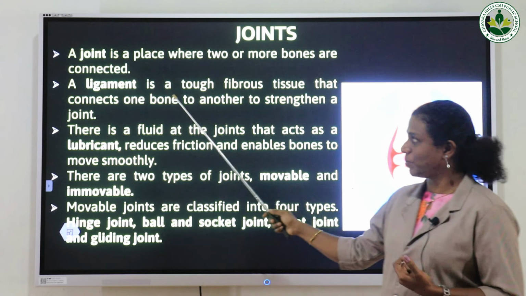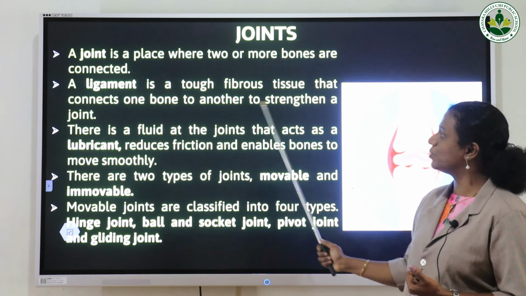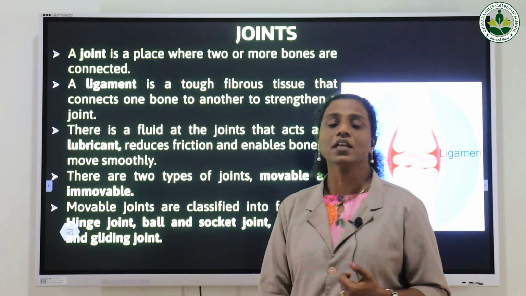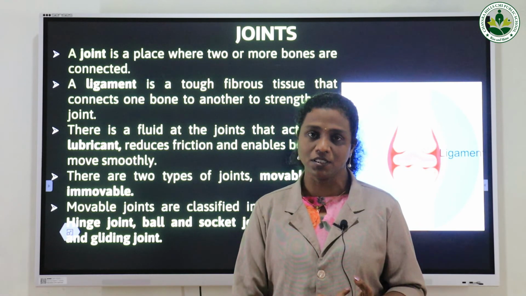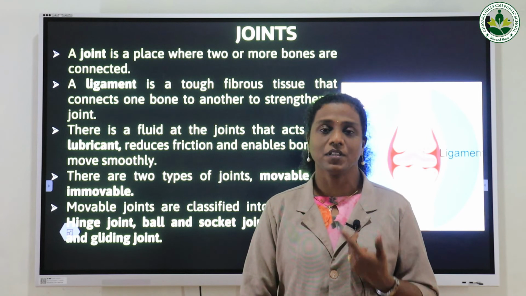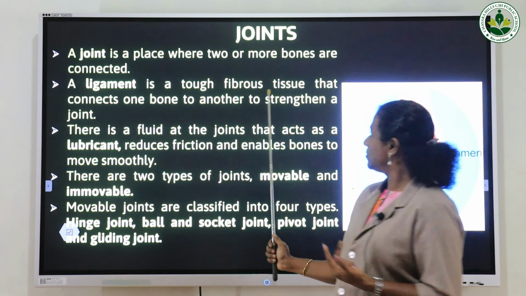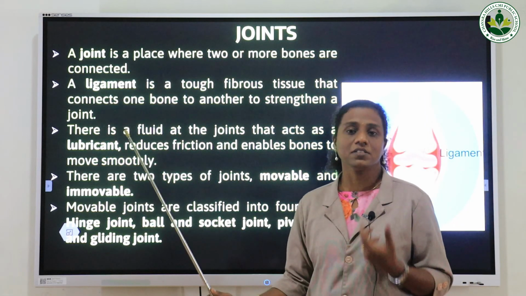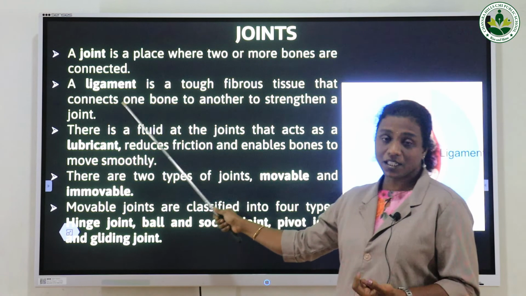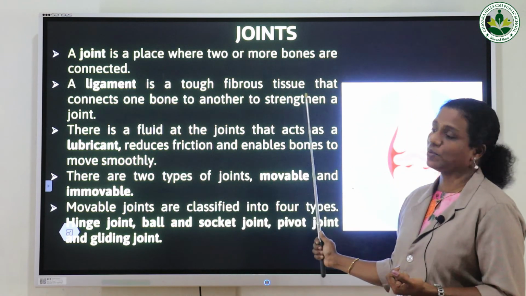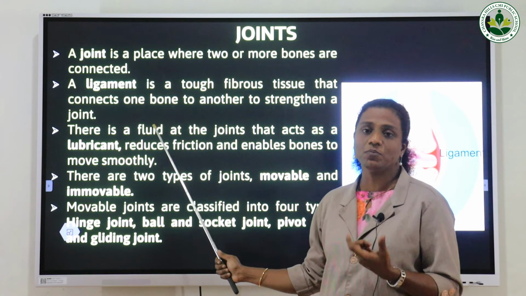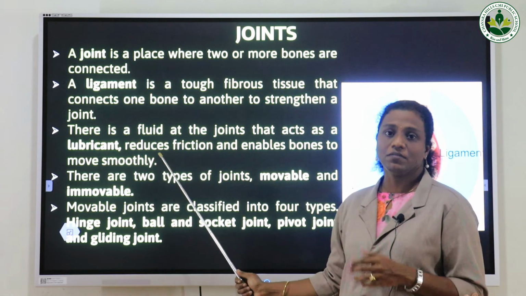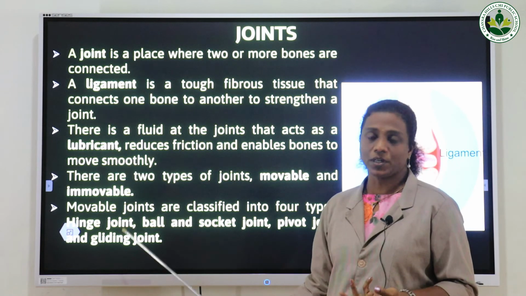Next topic: a ligament is a tough fibrous tissue that connects one bone to another to strengthen a joint. You can expect 2 different questions from this. One is, what is a ligament? The next is, what strengthens a joint? A ligament strengthens a joint. What is a ligament? A ligament is a tough fibrous tissue that connects one bone to another. Then there is a fluid that reduces friction. What is the fluid name? It is known as lubricant.